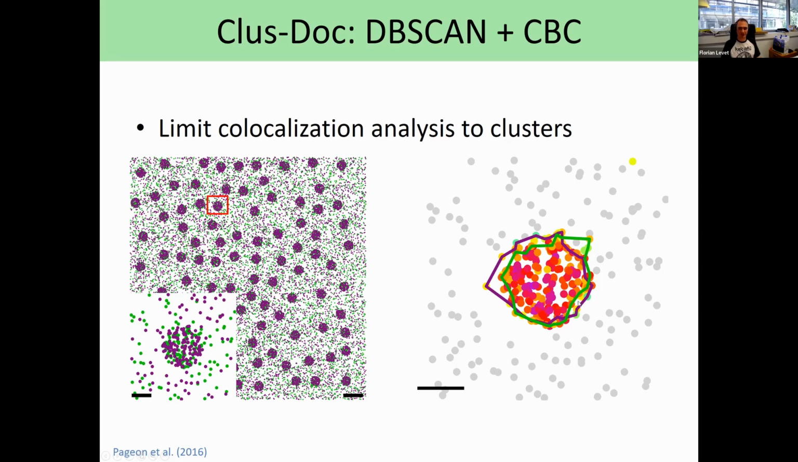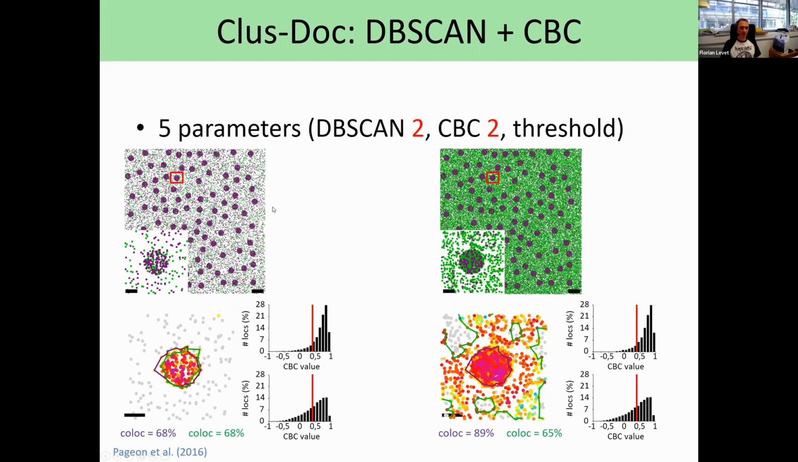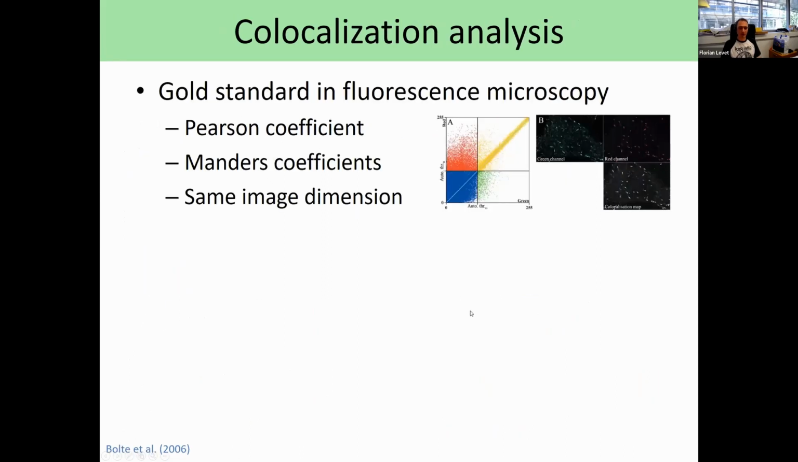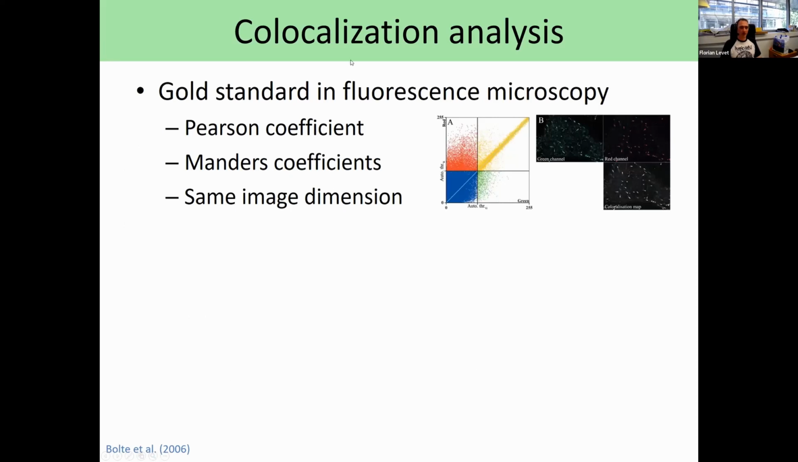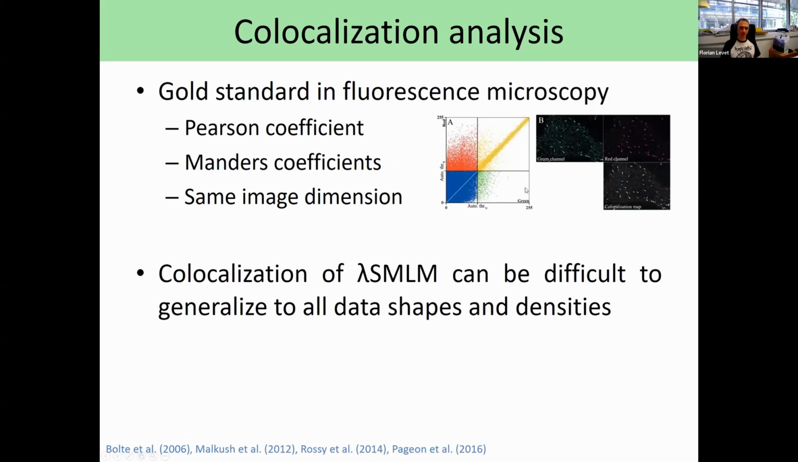So you limit the colocalization analysis to the clusters, which is a good idea, but still you are using DBSCAN, CBC, and a threshold, so you have 5 parameters. That's a lot of parameters. And you have the problem of DBSCAN not being robust to the local density. So if you have a different local density, average density, sorry, of your data, you will need to change the DBSCAN parameter.